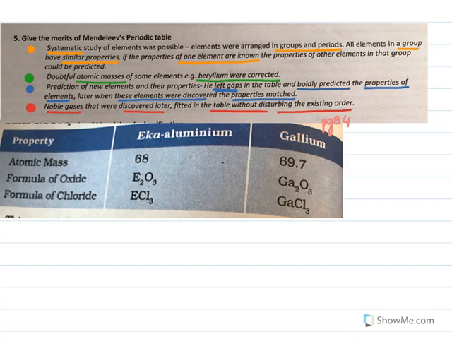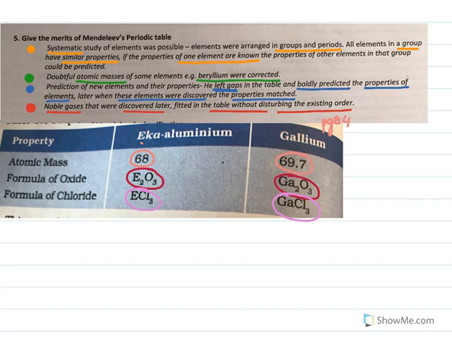And here it clearly shows how he predicted the properties of the elements. When it comes to aluminium, he said the atomic mass would be 68. And when gallium was discovered, the atomic mass was 69.7. Then he said the formula of its oxide would be E2O3. But when gallium was discovered, its formula was Ga2O3. Then the chloride, he said, would be ECl3. And when gallium was discovered, it was GaCl3. So his predictions were very close.